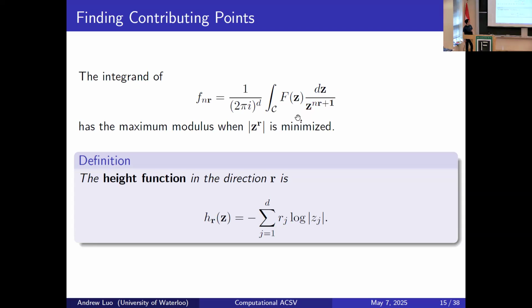And so it turns out that this integrand has the maximum modulus when z to the r is minimized. So for computational and geometric reasons, we take the log of this and we get something called a height function here. Then we want to minimize the height function, and the minimizers of the height function can be obtained by looking at the critical points along the singular variety of our generating function.